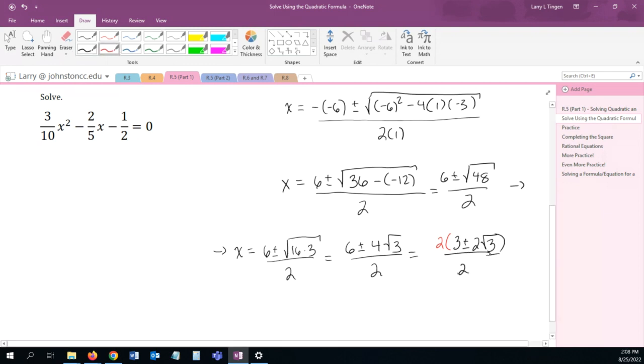Why did that help? Because I got rid of some more 2's. So what do I have now? I have x is equal to 3 plus or minus 2 root 3. So my solutions are 3 plus 2 root 3, 3 minus 2 root 3.